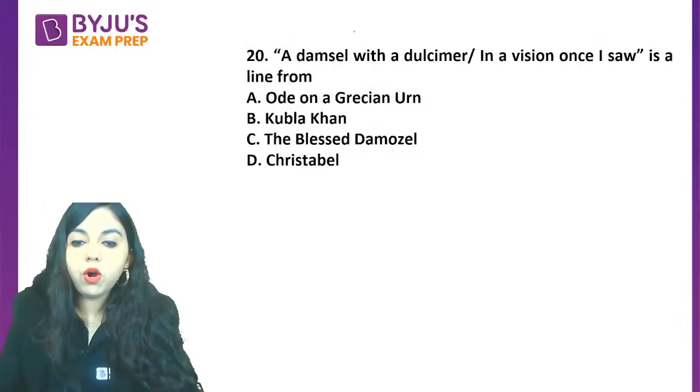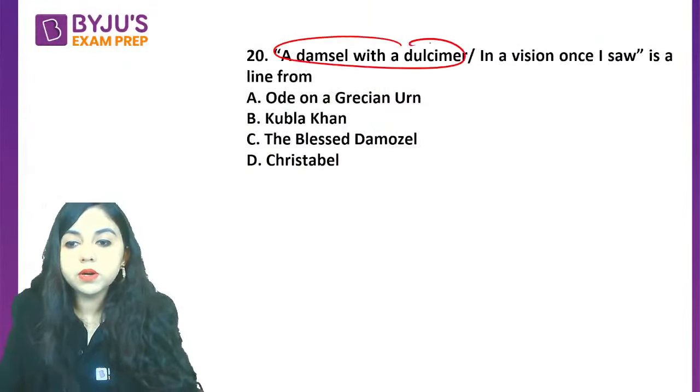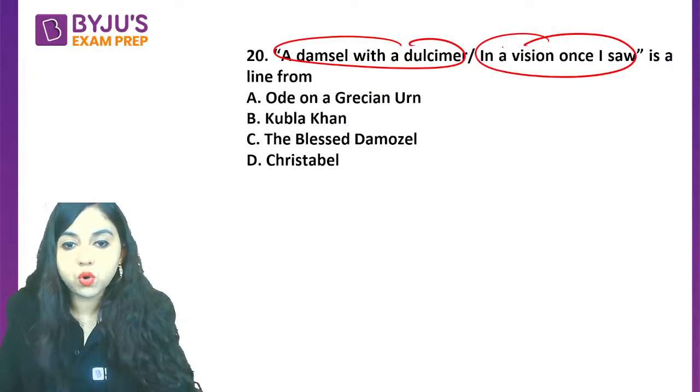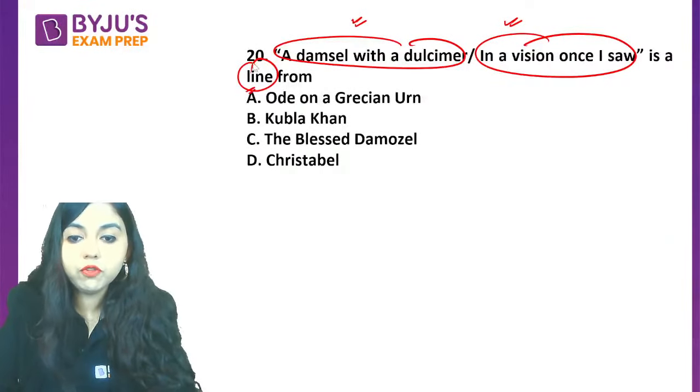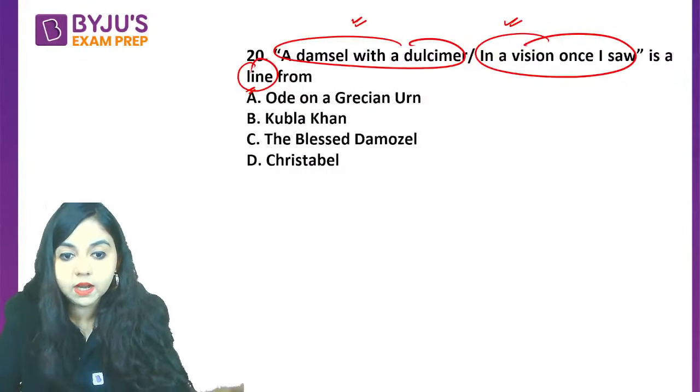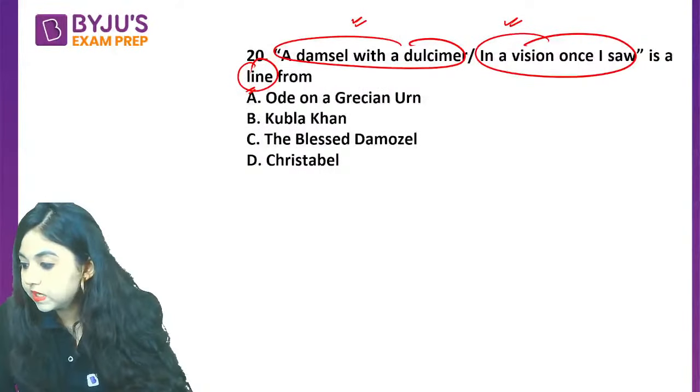Okay, moving on. A damsel with a dulcimer in a vision once I saw. It is a line from which work that we're talking about? This is a line coming from which work that we're able to see?